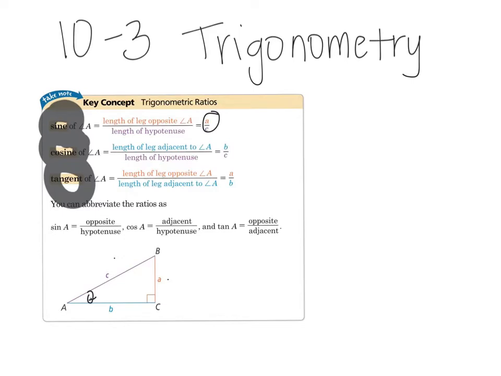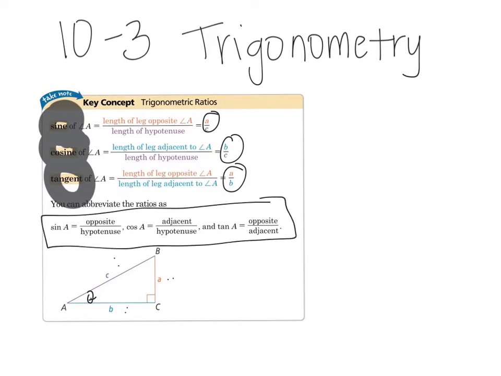Cosine of A is the length of the adjacent side to angle A, in this case B, over the hypotenuse, which is C, so B over C. The tangent is opposite of angle A over adjacent, so A over B, which you can see right there. You can abbreviate those and not have to write those every time by this right here. And then there is an acronym that can be used to help remember these, because you'll have to have these memorized, and that's what we call SOHCAHTOA.